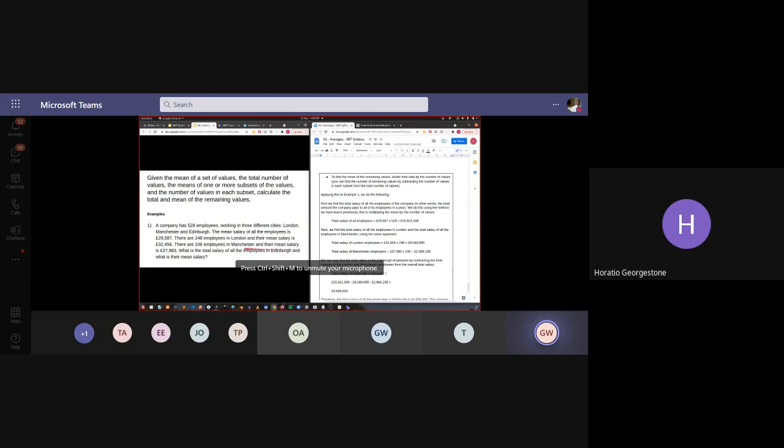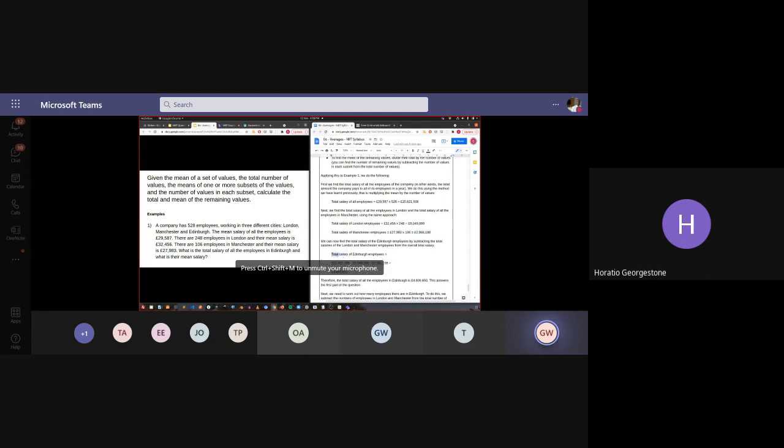And Manchester, we do the same thing, multiply the mean by the total number of people, and we get 2,966,198. Okay, so now we know the total salary of all employees, we know the total salary of London employees, and we know the total salary of Manchester employees. So clearly the total salary of Edinburgh employees must equal the total salary of all the employees minus the total salary of London employees minus the total salary of Manchester employees.